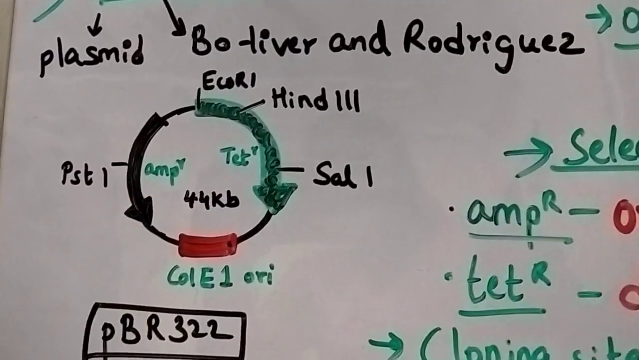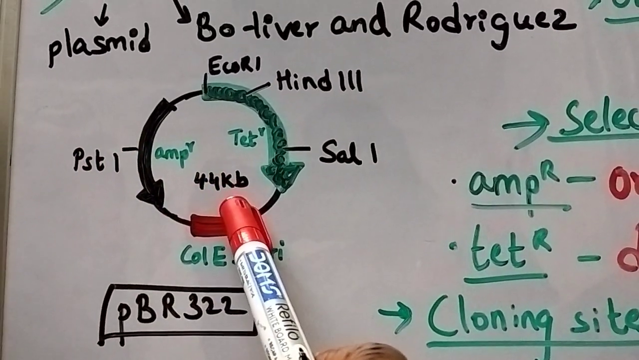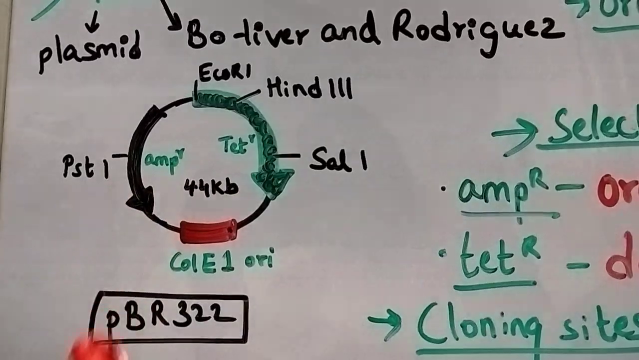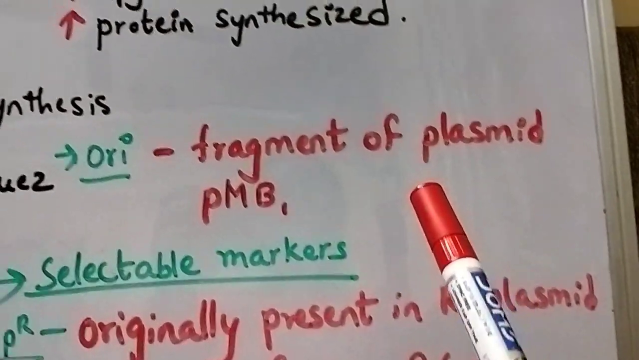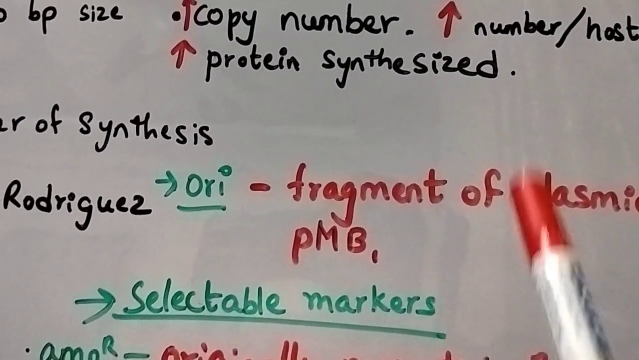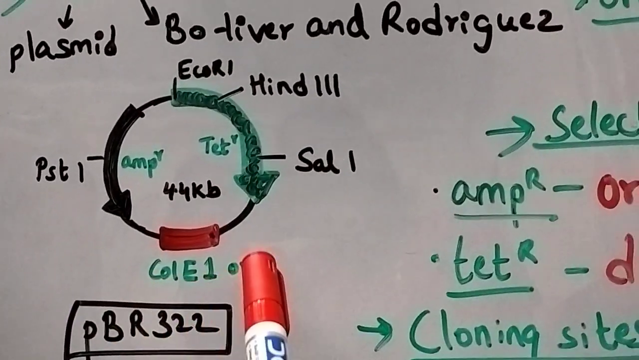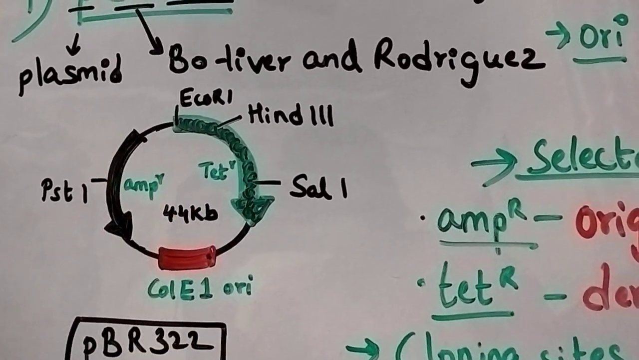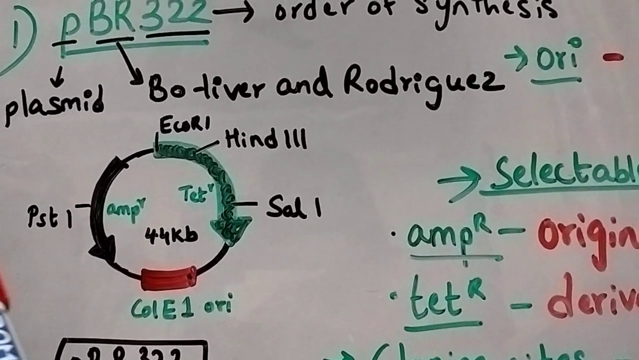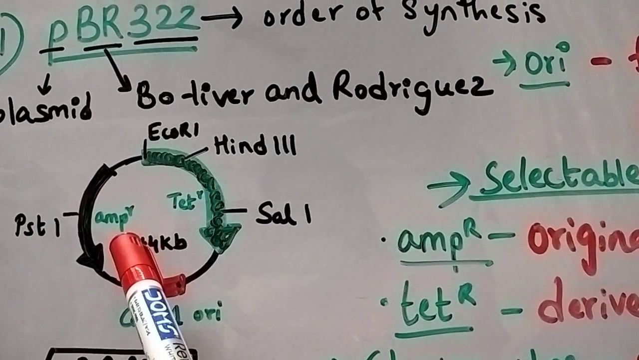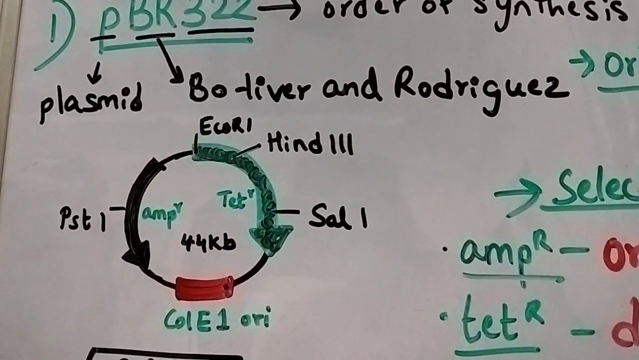This is the diagrammatic representation of PBR322. It is 4.4 kb in size and it has one ori, that is the fragment of plasmid PMB1. This acts as the origin of DNA replication, and it has two selectable markers, that is two antibiotic resistance genes, ampicillin resistance gene and tetracycline resistance gene.